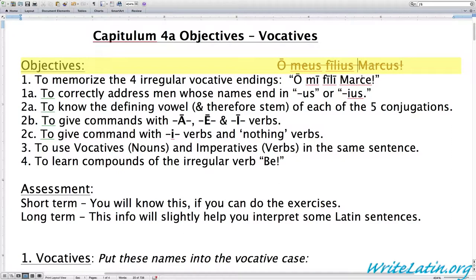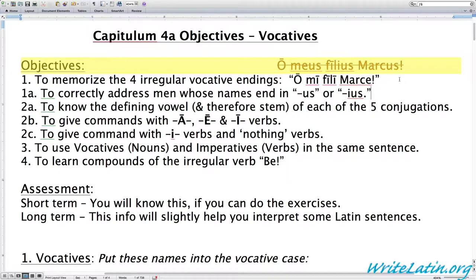But in general, anytime you use a vocative of some noun ending ius, instead of saying ius, you simply say a long I, fīlī. So instead of O Marius, you would say O Mari. And instead of O Julius, you would say O Juli. And then last off, we have another change. Instead of saying us when you directly address Marcus, you instead say a short e, Marce.